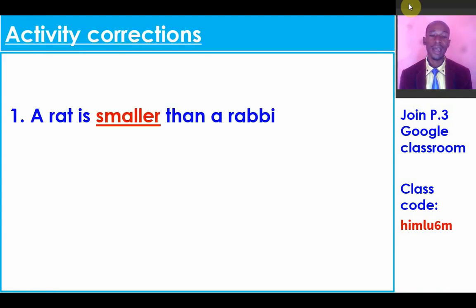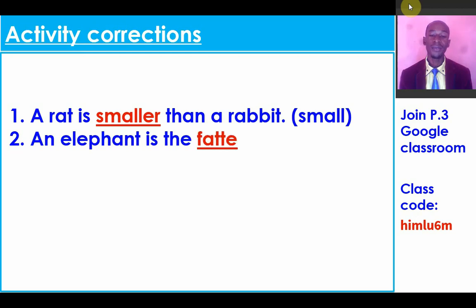Number one, we say a rat is smaller than a rabbit. Did you get it correct? Number two, an elephant is the fattest animal. Now let me first talk about these two. You will see that number one is in the comparative degree because we are looking at two things, a rat and a rabbit. So if we are comparing a rat and a rabbit, our answer is in the comparative degree. That's why we write smaller.